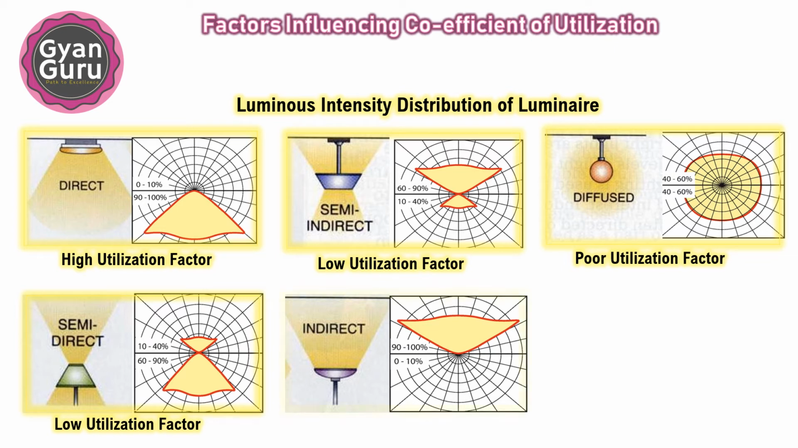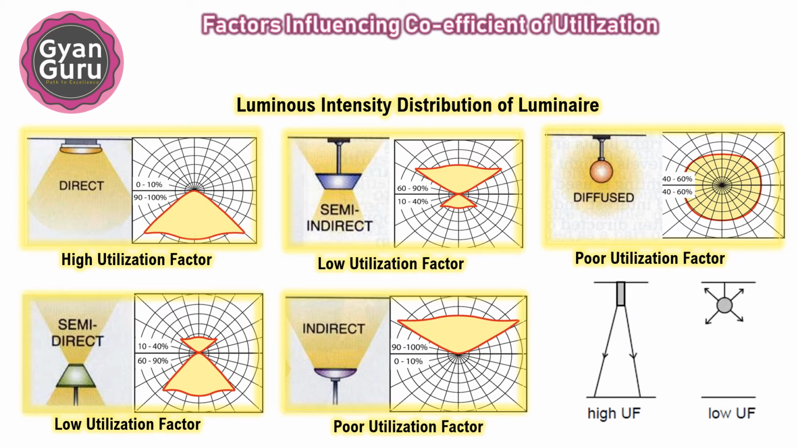Indirect lighting. In this form of lighting, light does not reach the surface directly from the source but indirectly by diffuse reflection. In this distribution, 90 to 100% of the light is thrown upwards on the ceiling, from which it is distributed all over the room by diffuse reflection. So we can conclude here: light with direct distribution will have a higher utilization factor than light having diffuse distribution.